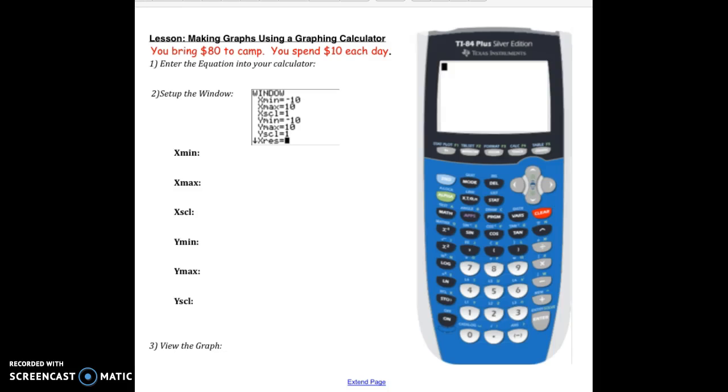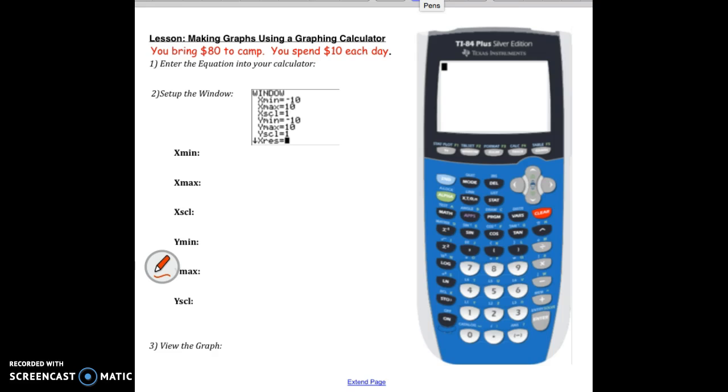Okay, in this video, I'm going to show you how to make graphs using a graphing calculator, another very, very cool thing that can save you a lot of time. So we're going to work with this little problem in red. You bring $80 to camp, you spend $10 each day. We're going to try to figure out putting that equation into your calculator. Well, first we got to know the equation.